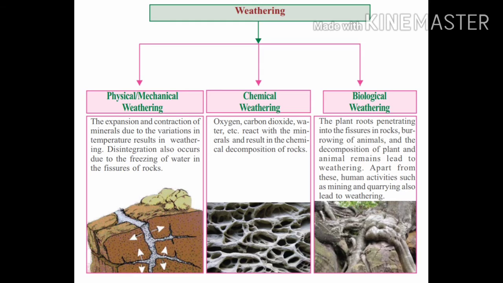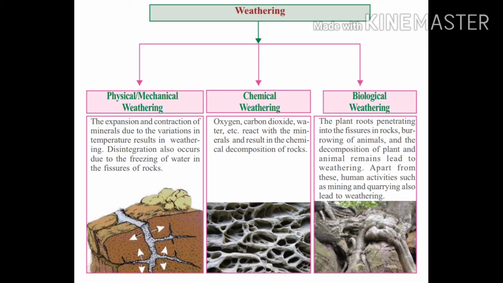Now let's learn about chemical weathering. Chemical weathering is when oxygen, carbon dioxide and water react with the minerals and decompose the rocks. That kind of weathering is called chemical weathering.